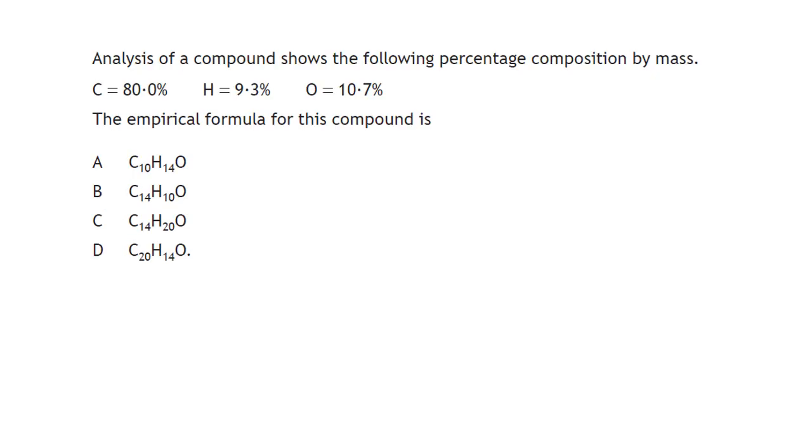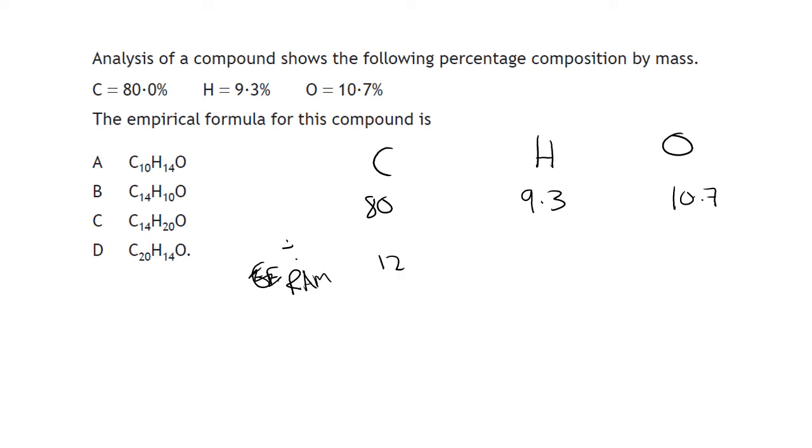Right, this next question is a microanalysis question. And you would need your calculator for this. So whenever you're doing this, remember what you do is you take your carbon, your hydrogen, and your oxygen. You write down the percentage, and then you divide by the relative atomic mass. So that's going to be 12, 1, and 16. So 80 divided by 12 is 6.67.